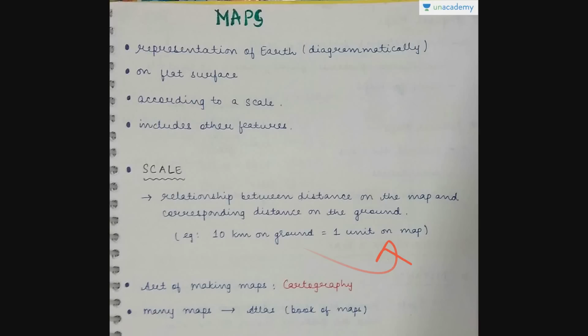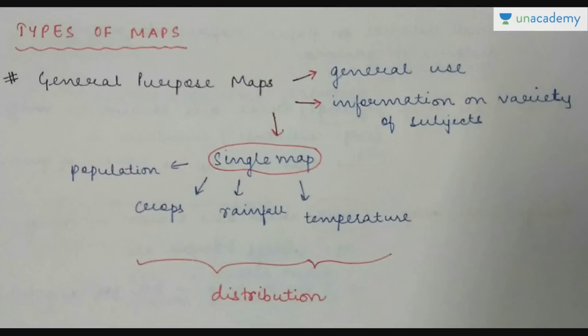Now the art of making maps is known as cartography. This term you should remember, and the persons who make maps are known as cartographers. When we compile many maps or make a book of maps, this is known as an atlas. Now the types of maps. First is the general purpose type. The name suggests it is very general in nature, for general use.